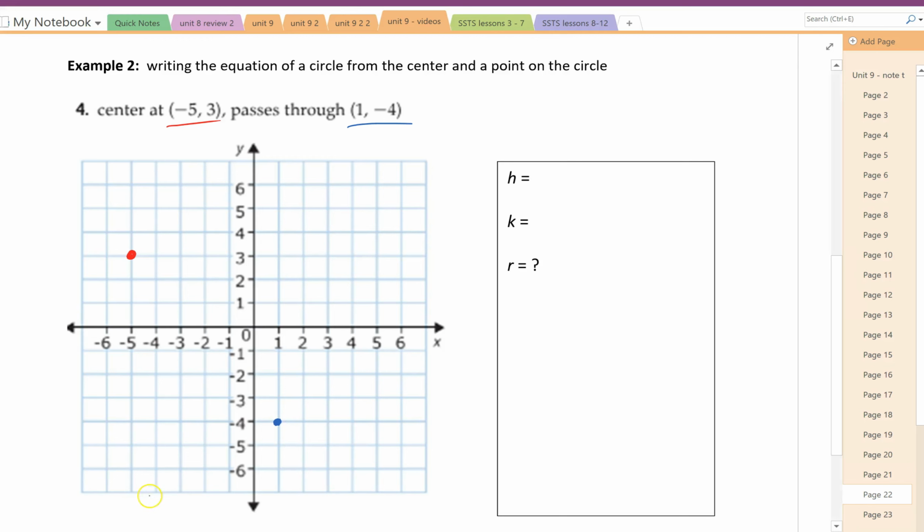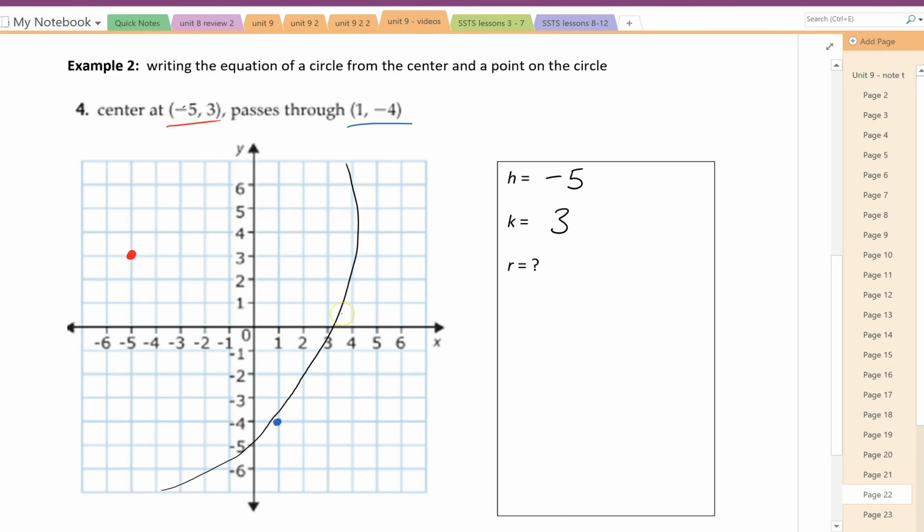Because what it means is that the circle is doing something like this, right? And most of the circle is not even visible on this coordinate plane that I have, which is fine because we don't actually need to see the whole circle. Let's go ahead and fill in h and k really quick. H is just the x value of the center, so h is going to be negative 5. K is the y value of the center, so k is 3. The radius we're going to have to figure out though.